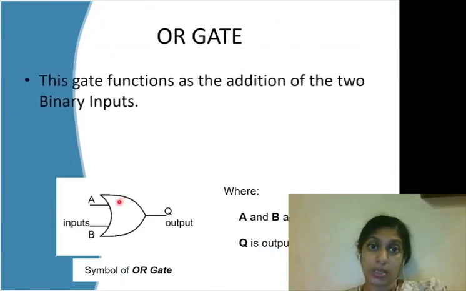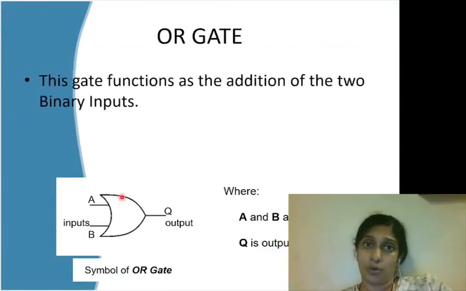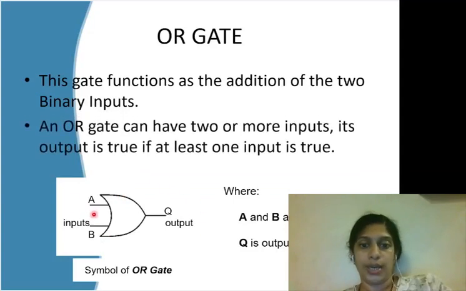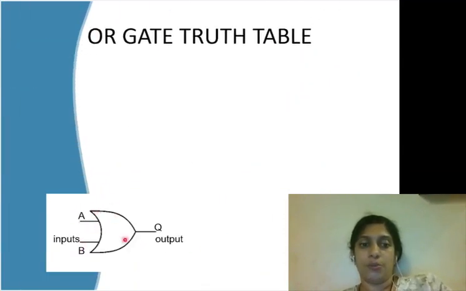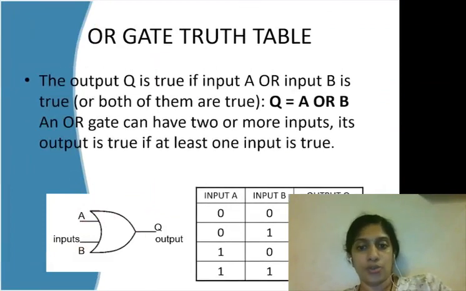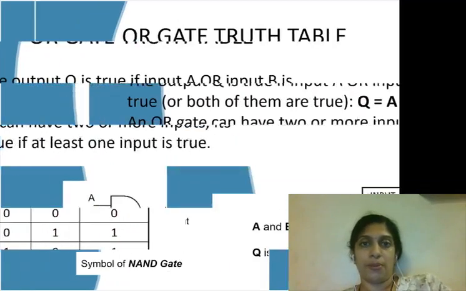As the name suggests, if any of the inputs is high, we get a high output. This is the logic symbol for the OR gate. It has two inputs and one output, and here is the truth table. Only in one condition will the output be 0, that is if both the inputs are 0. In all other three conditions, the output will be 1, that is if any one of the inputs is high, the output will be high.